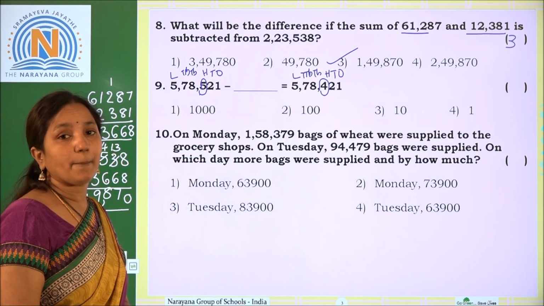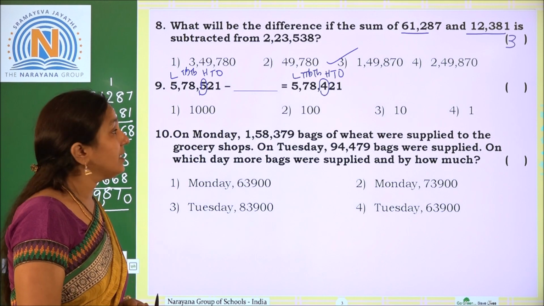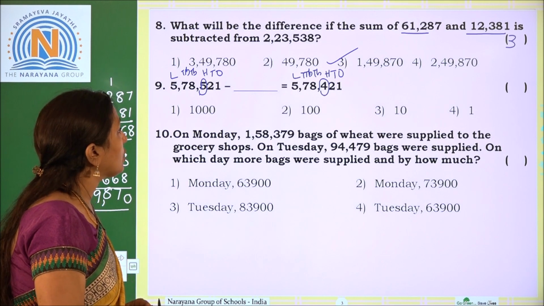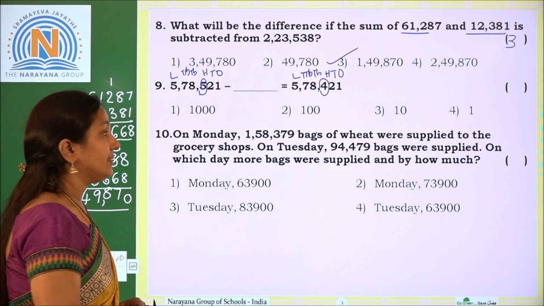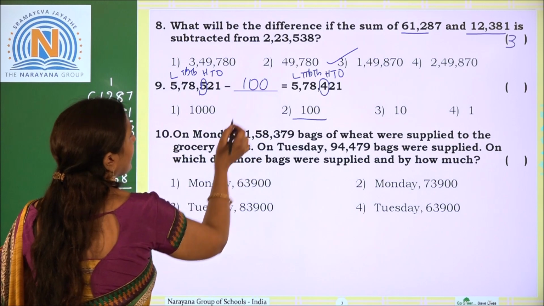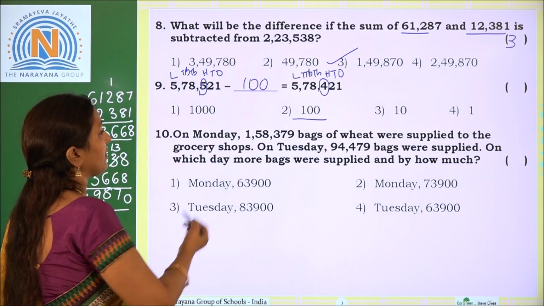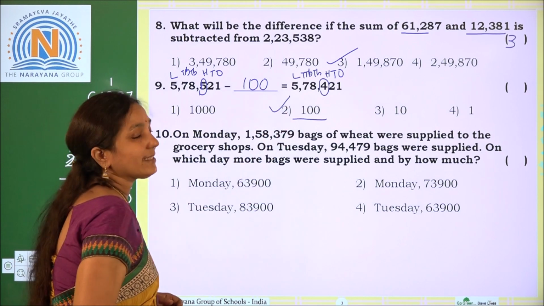So how much we subtracted from 5,78,521? So we get 5,78,421. That is nothing but 100. If you subtract 100, we'll get 5,78,421. So the required option is 2.